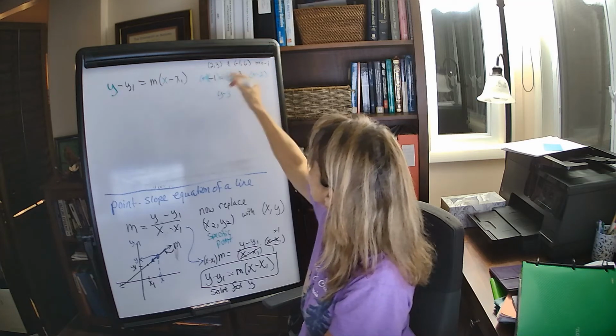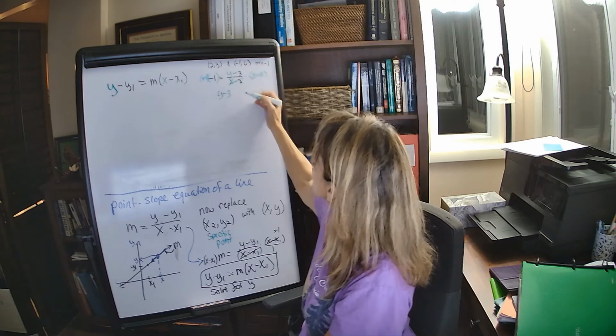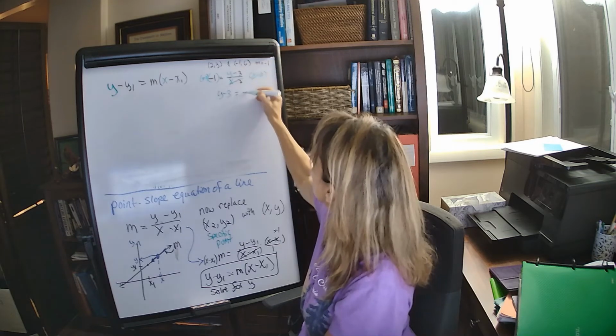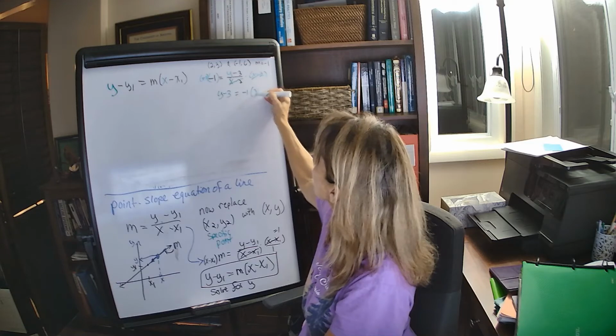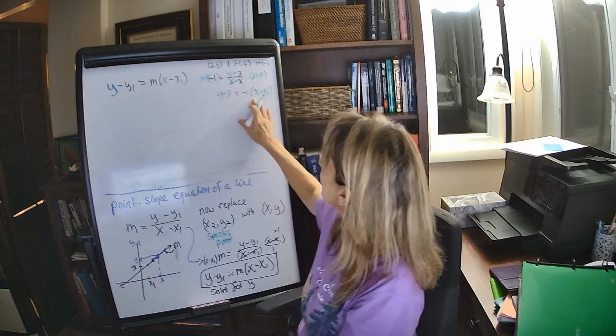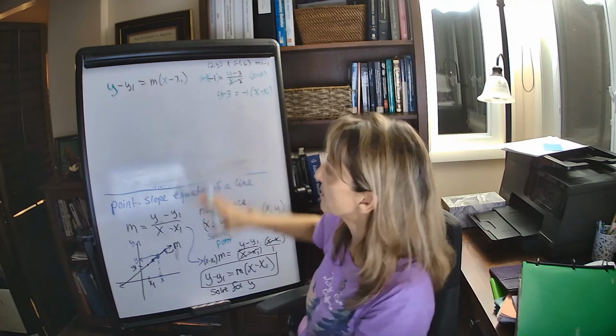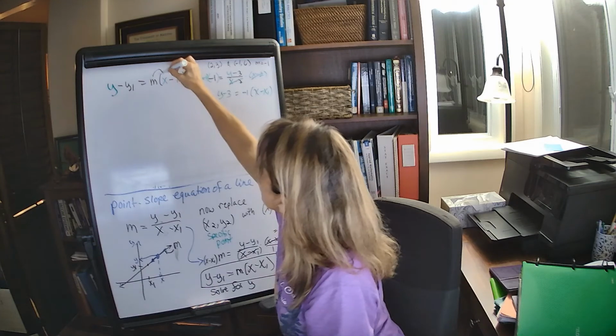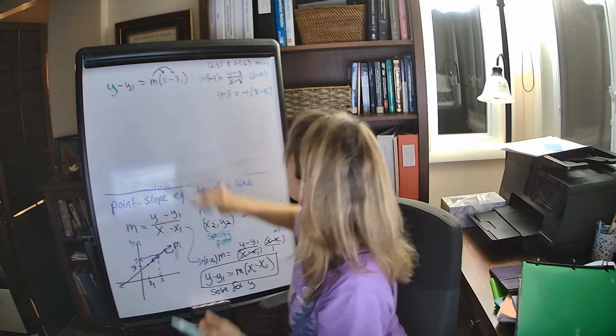That's multiplied through. These cancel. So we get y minus 3. And we get now negative 1 times x minus x1. Okay, so I just wanted to make a parallel to where we're at so you can follow along with what we're doing. The first thing we're going to do is get rid of the parentheses by distributing the m through.